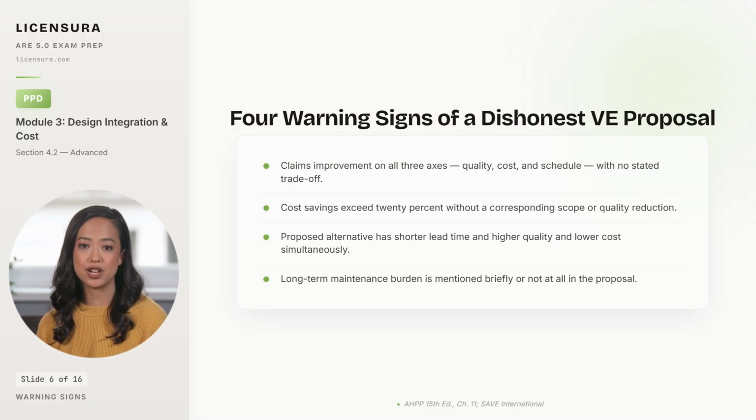Fourth, when the long-term maintenance burden is mentioned briefly or not at all in the proposal, the long-term burden is the trade-off. Read for what is missing, not just what is present.